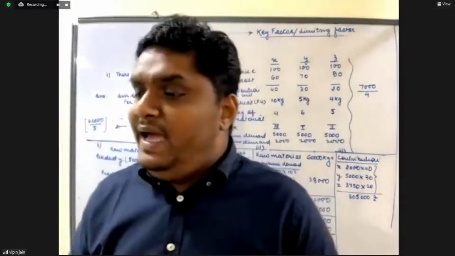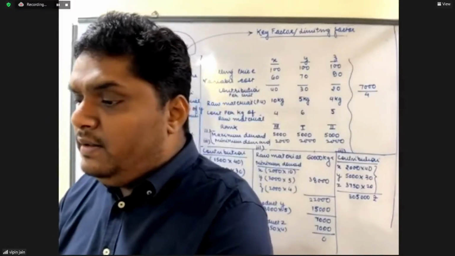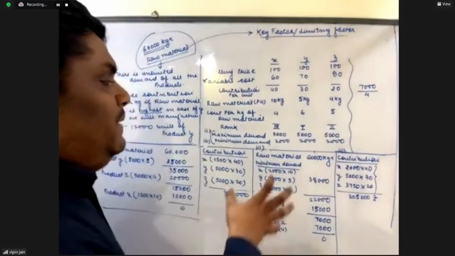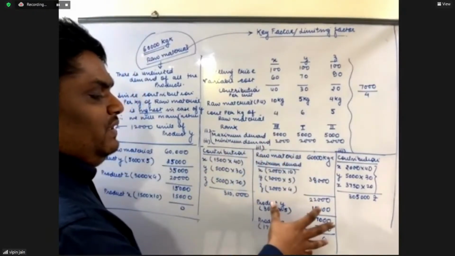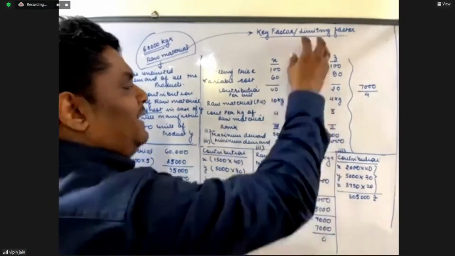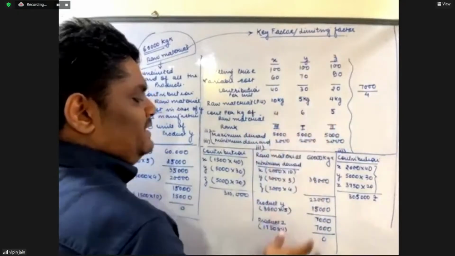So very simple, guys. If the minimum demand is given, we will first fulfill the minimum demand. Thereafter, the balance raw material that is left out, we will utilize in that product which gives the highest contribution per kg of raw material in this question.